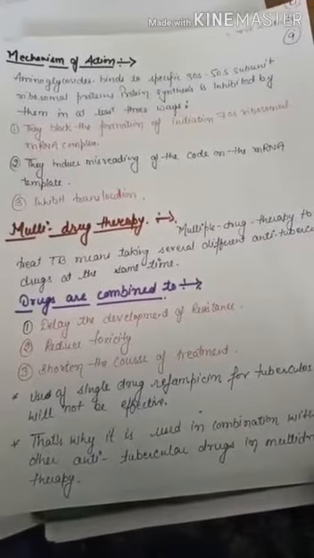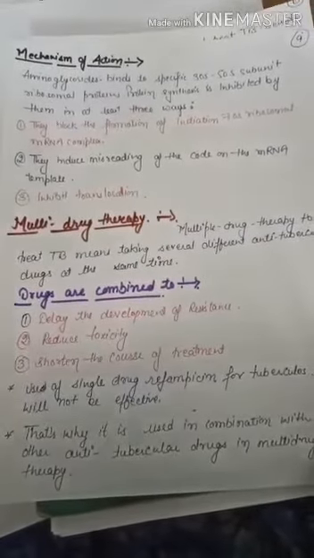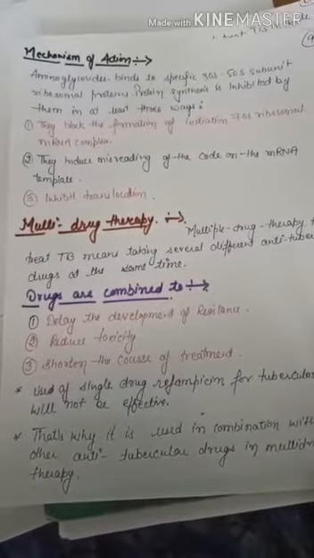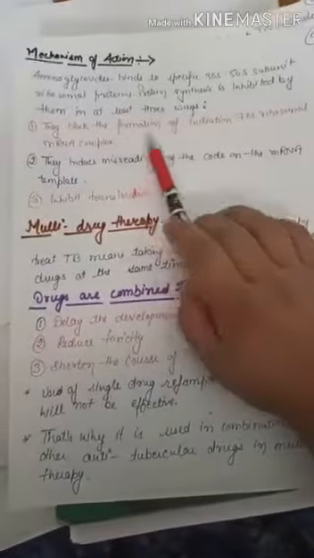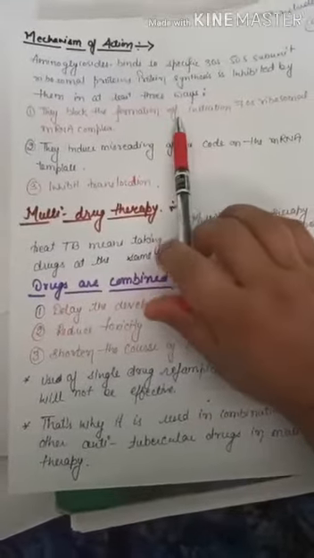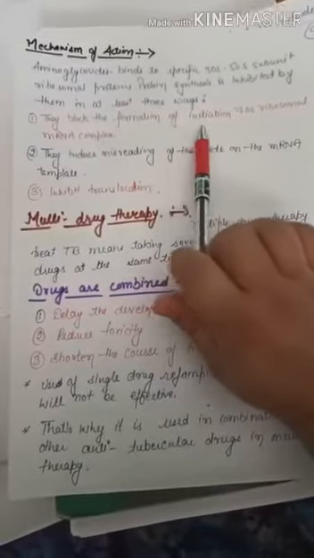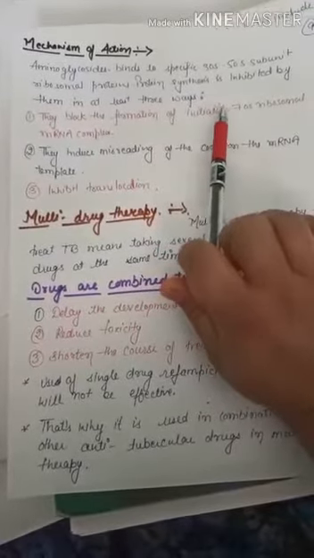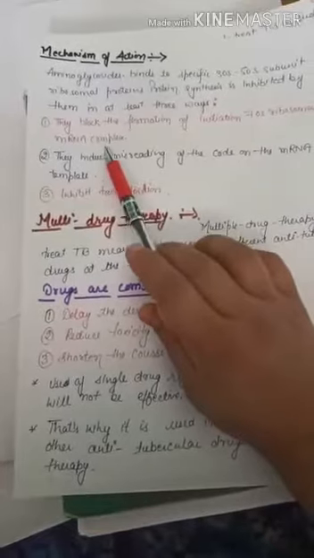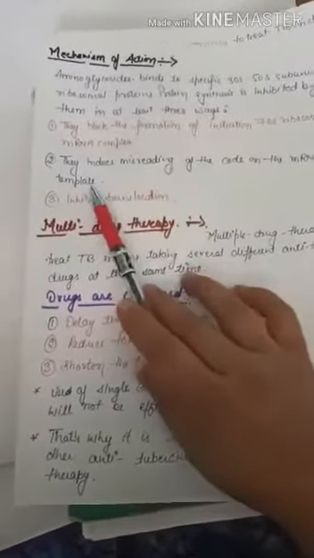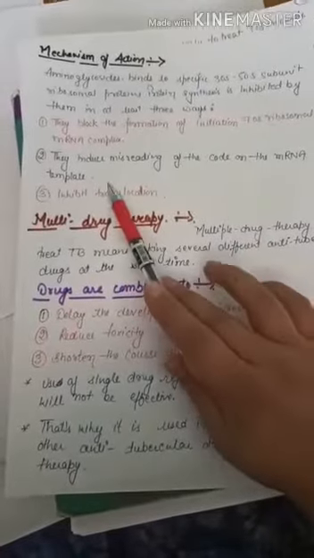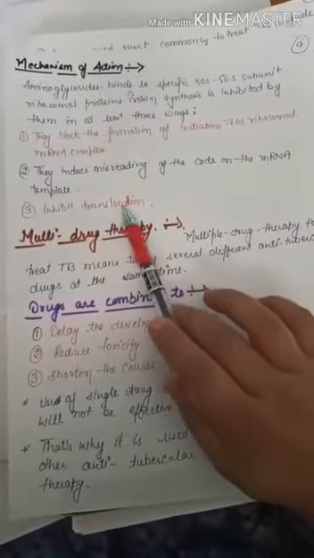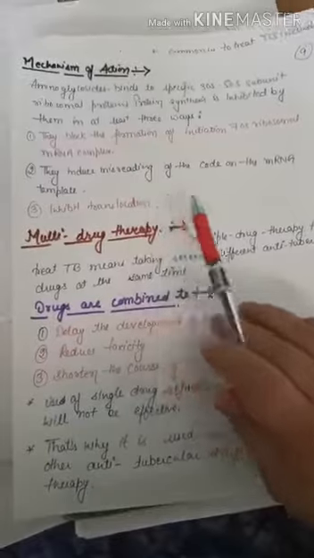Aminoglycosides bind to the specific 30S and 50S subunit ribosomal proteins. Protein synthesis is inhibited by them in at least 3 ways. The first way, they block the formation of the initiation 70S ribosomal and mRNA complex. They induce misreading of the code on the mRNA template, and this inhibits the translocation.